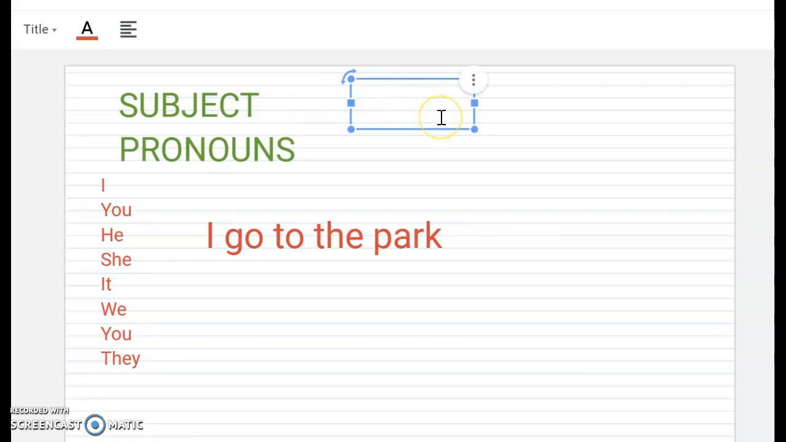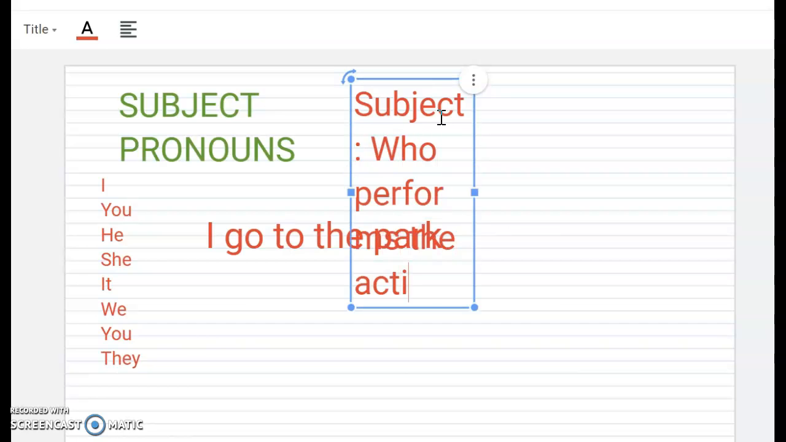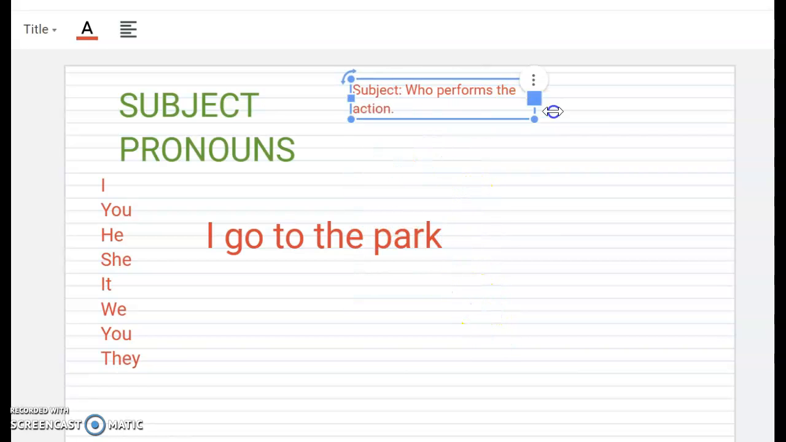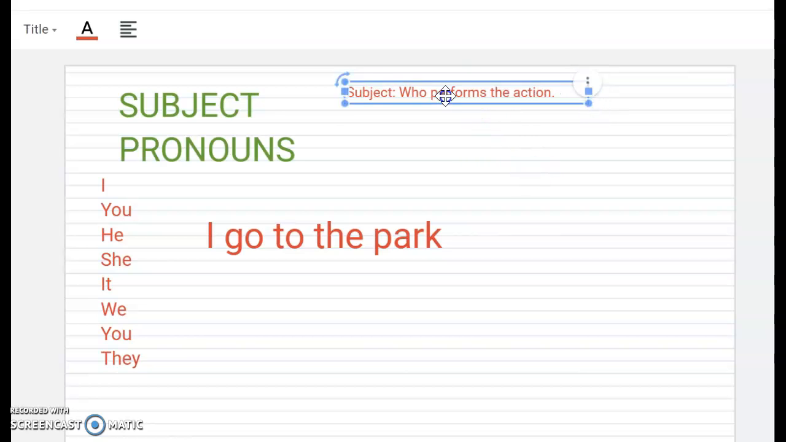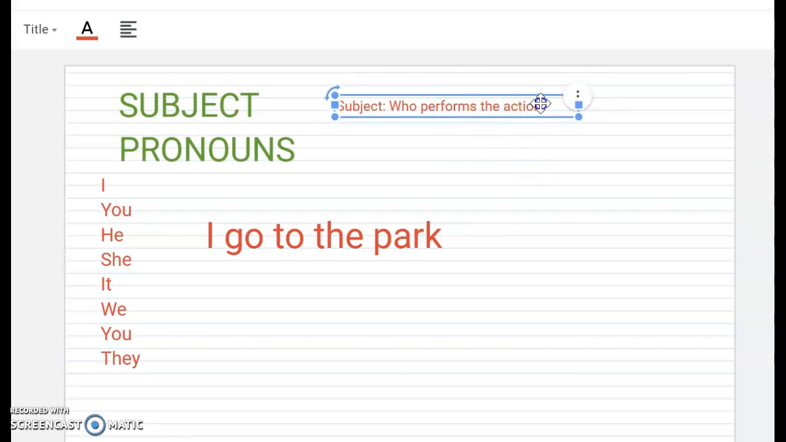Let me put it here. So we have that the subject is who performs the action or who does the action in a sentence. Just like in Spanish, it's basically the same. Subject is who performs the action in the sentence.